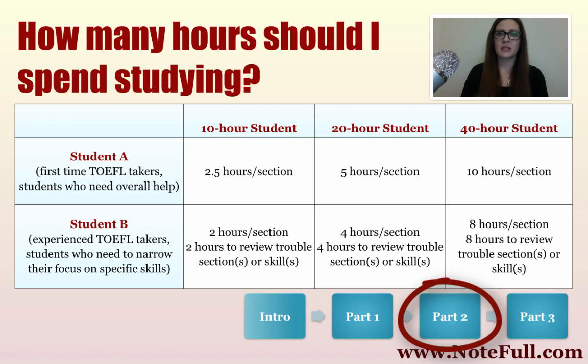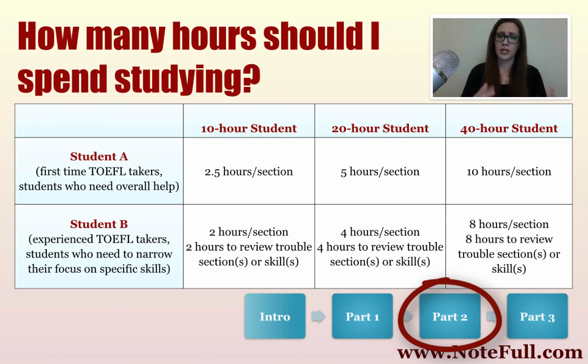For student B, this is the kind of student who has been with Noteful for a while, or the kind of student who is an experienced test taker. You're the type of student who's probably developed some really strong habits, and you may already be aware of what some of your problems are, and you may just need to really hammer those home. You may need to really focus on them. So we don't encourage you to forget about the other sections because that may mean that those scores do lower over time as well. You want to keep everything sharp.